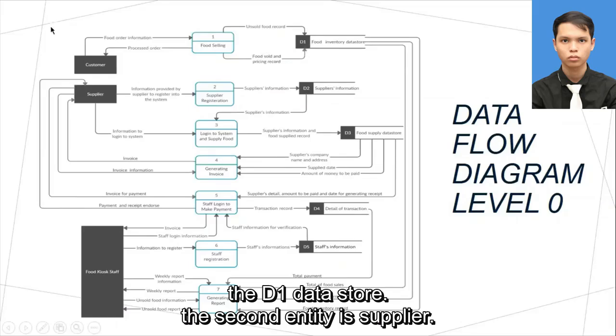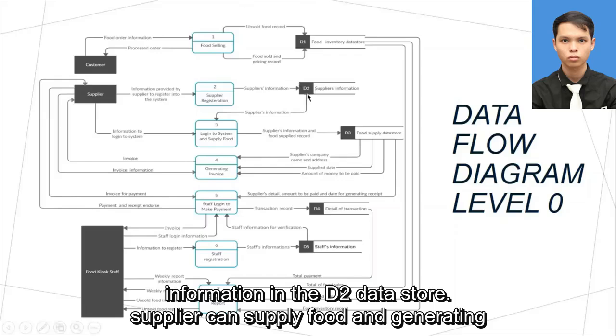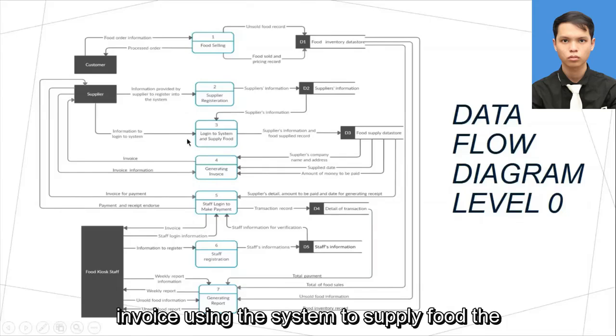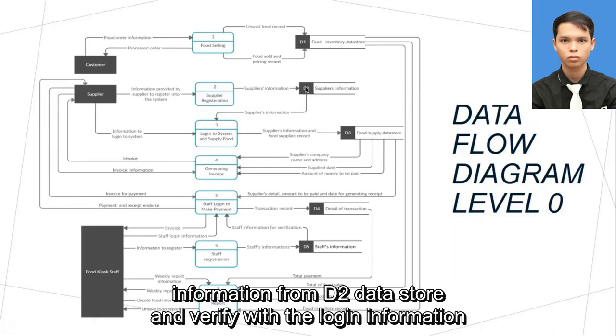The second entity is supplier. Supplier will register into the system, and the system will store the supplier's information in the D2 data store. Supplier can supply food and generate invoices using the system. To supply food, the supplier has to log into the system. The system will read the supplier's information from the D2 data store and verify it with the login information.